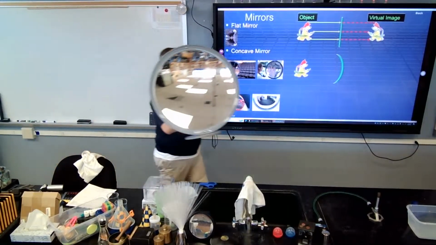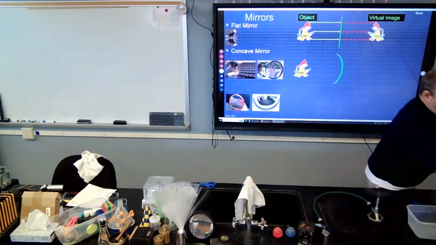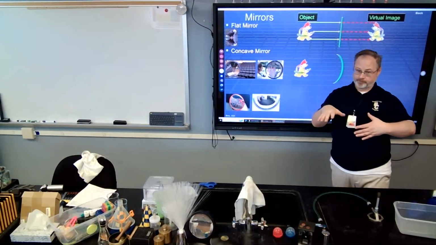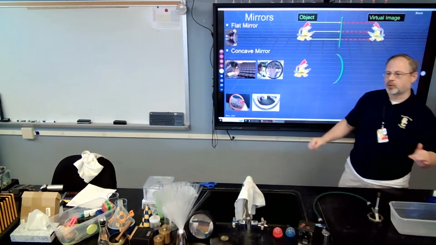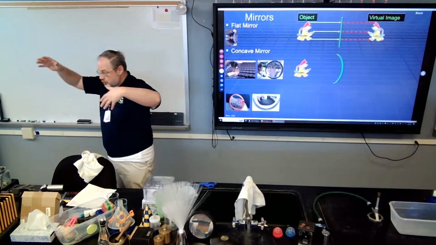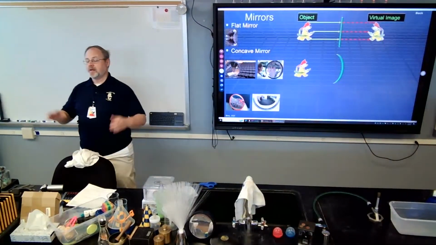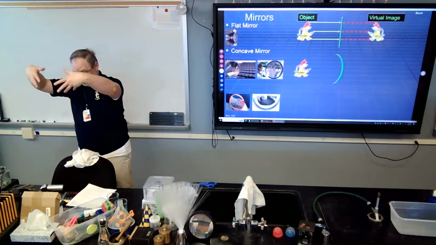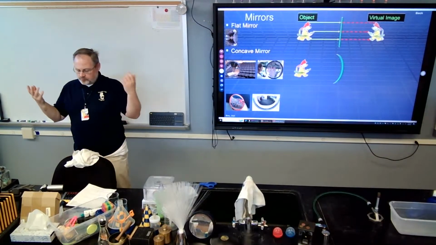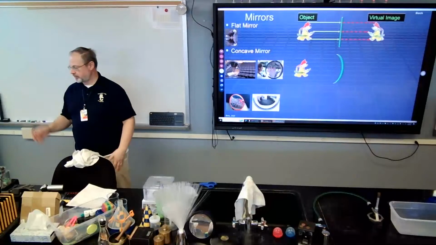But this is a concave mirror. And a concave mirror, and concave anything, is something that curves towards you. Think of it like you're walking into the mouth of a cave. The mouth of the cave goes around you. So concave is caving in on you. And again, it's not just mirrors. Everything that has that shape is concave.